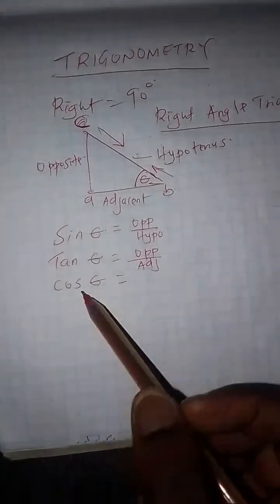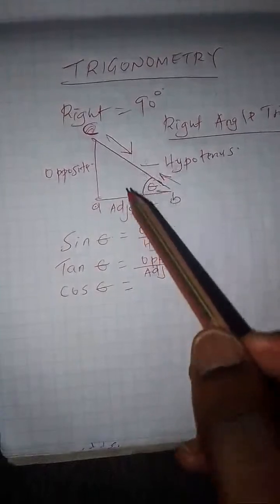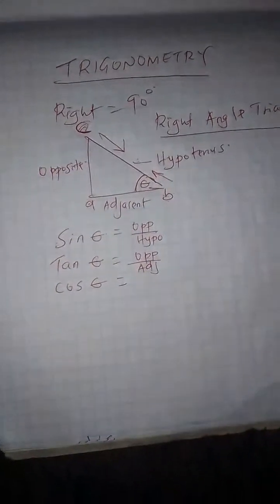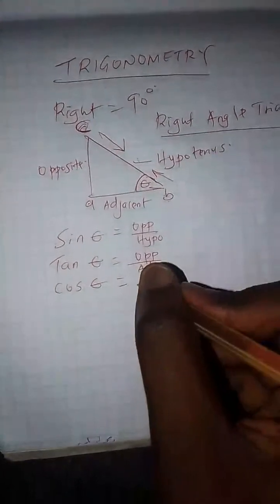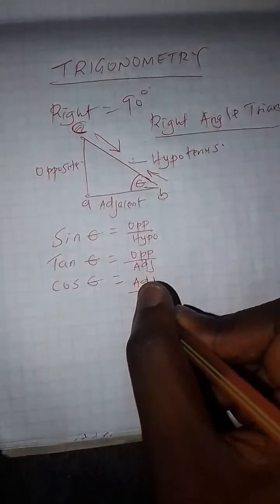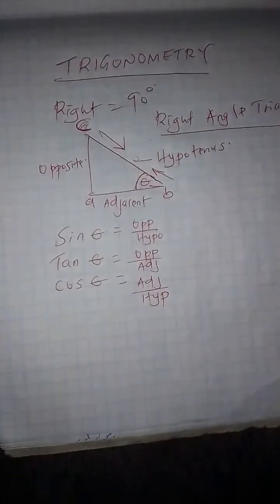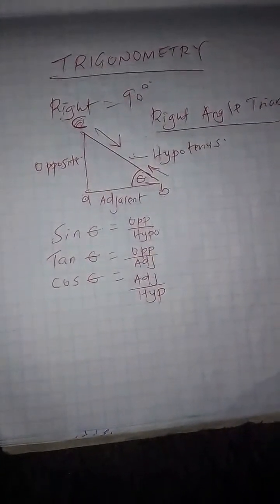Okay, so let's now move to cos theta. The formula for cos theta is just given by the adjacent over the hypotenuse. Adjacent over the hypotenuse.